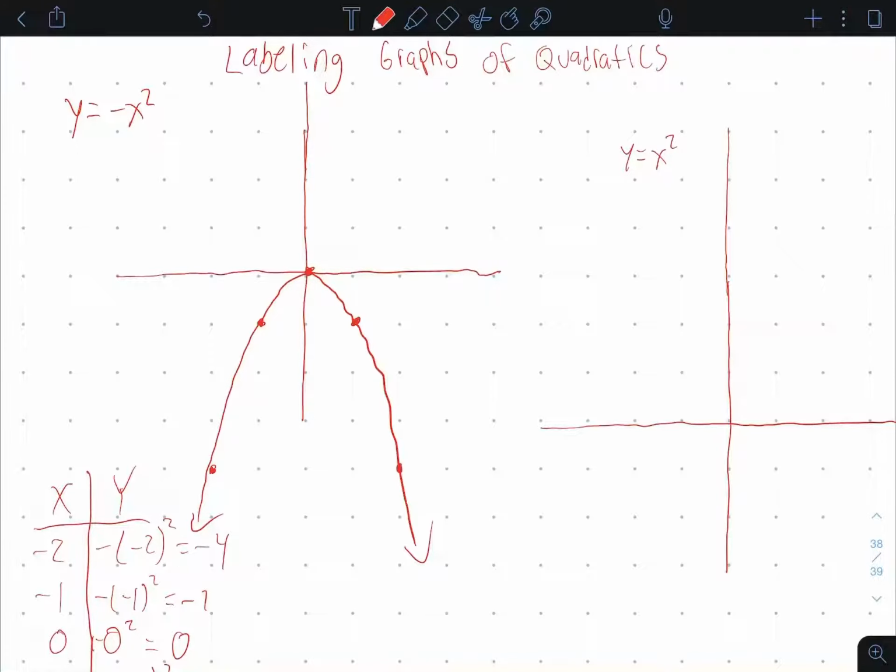And then the first thing we're going to label is, I've just been calling this a curve, but this curve is called a parabola. Or some people will say parabola. It means that you're graphing a quadratic. A parabola is the name for a quadratic's graph.